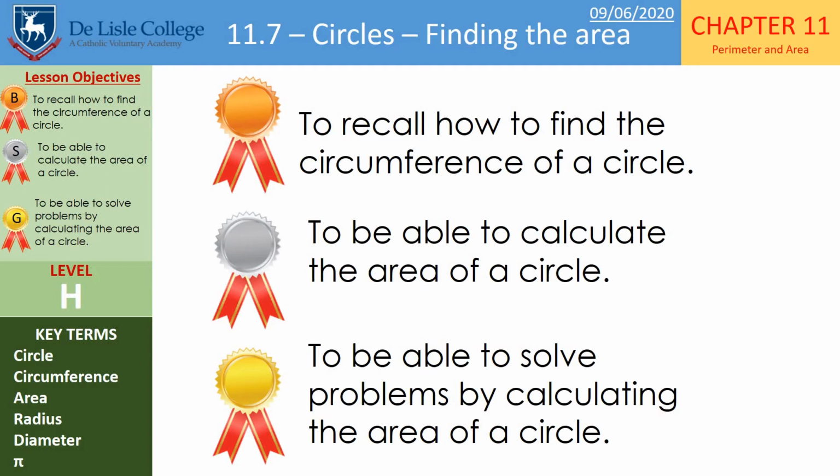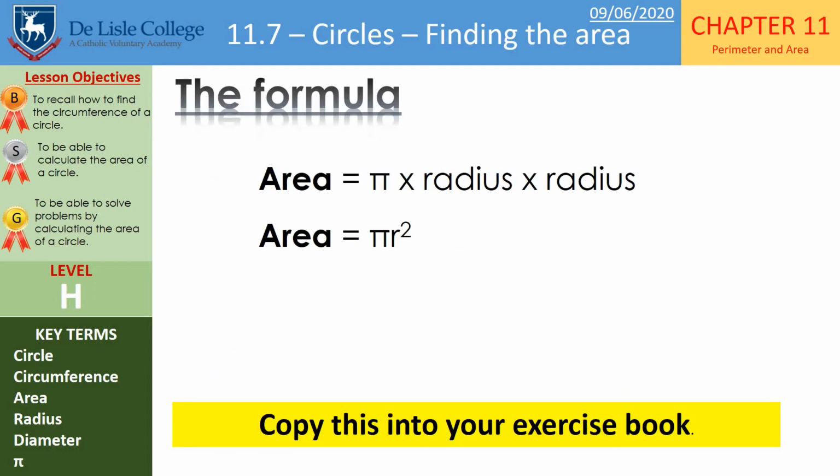Bronze is to recall how to find the circumference of a circle. You all should have just done that anyway. So we're moving on to silver, to be able to calculate the area of a circle, and gold, to be able to solve problems by calculating the area of the circle. Okay, so let's move forward.